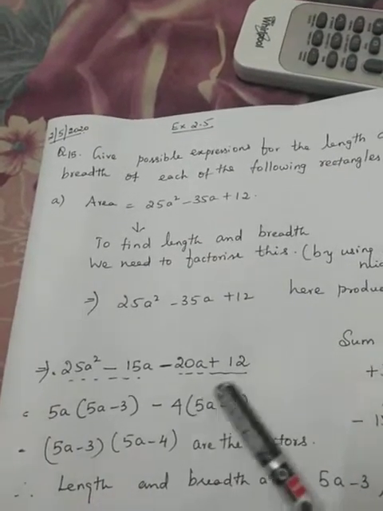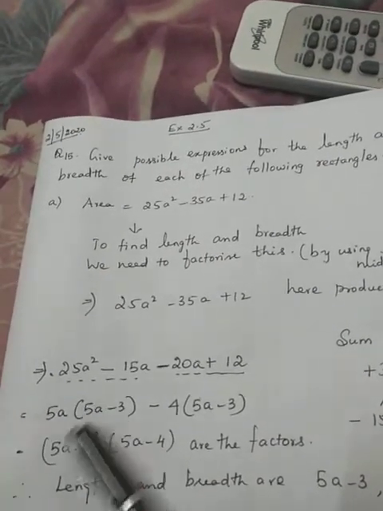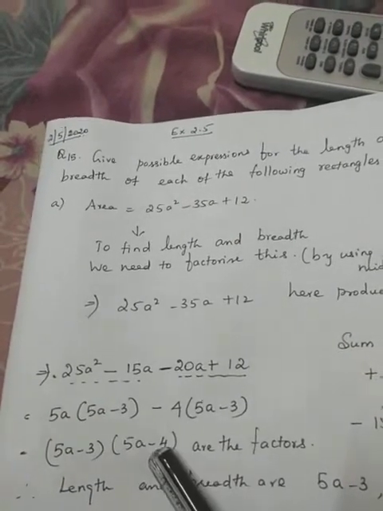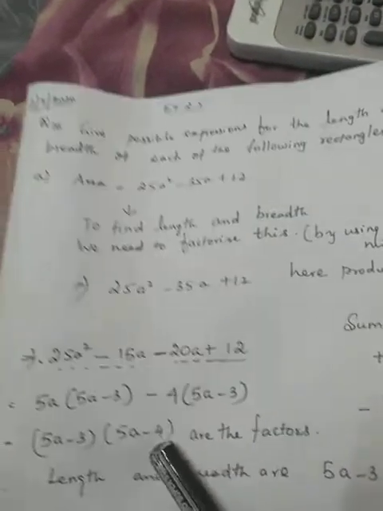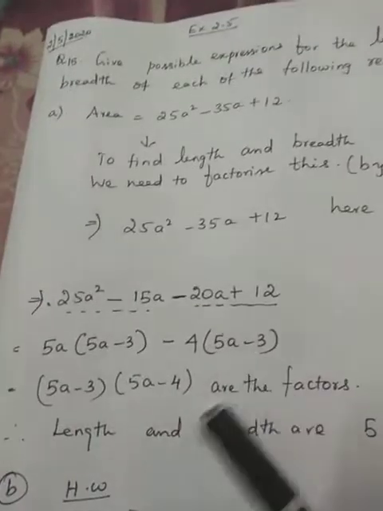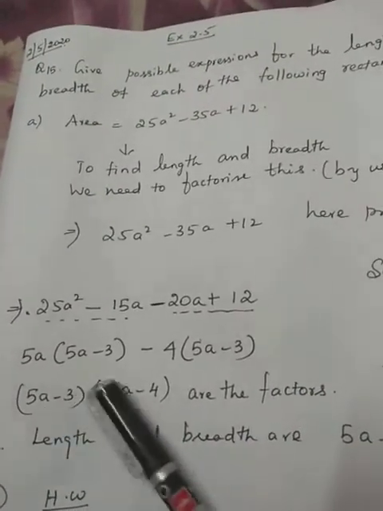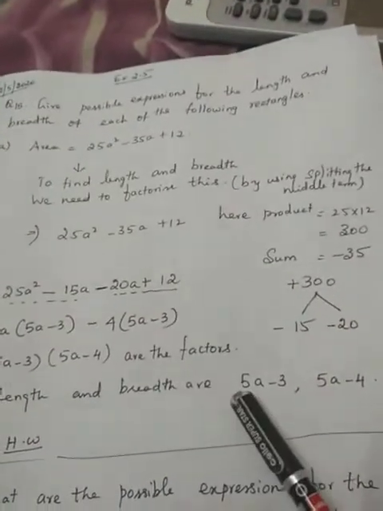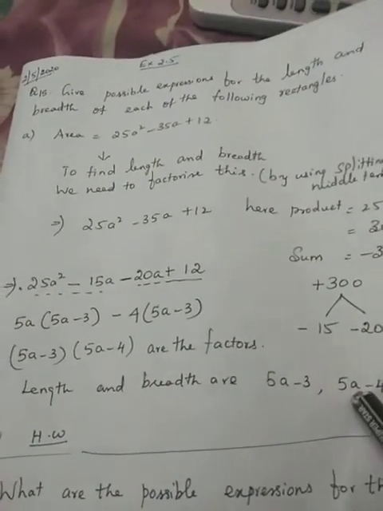Now 5a minus 3 is common in both the terms, so you can take it outside. And what is the rest? Here is 5a, here is minus 4. So 5a minus 3 and 5a minus 4 are the factors. How to factorize this we learned last year itself, it is just a recall. So the length and breadth are 5a minus 3 and 5a minus 4 respectively.